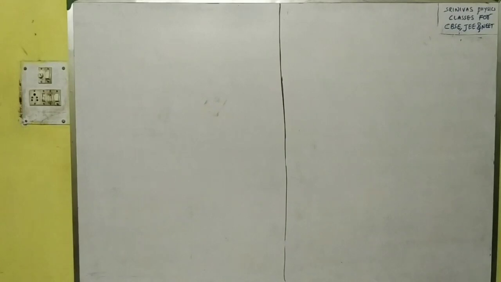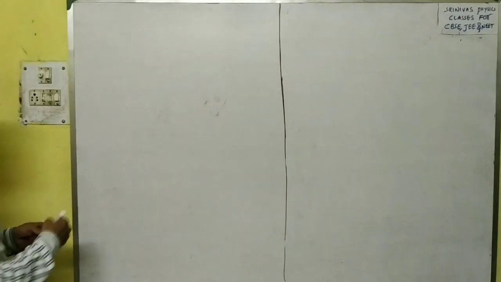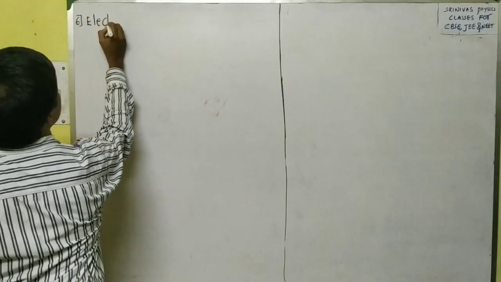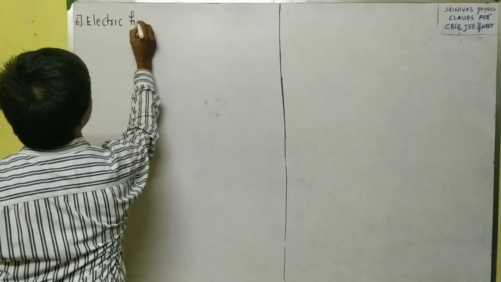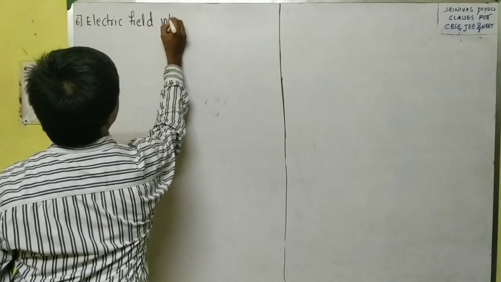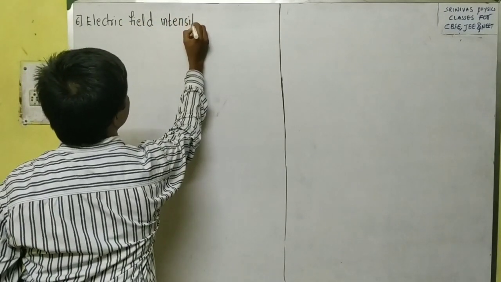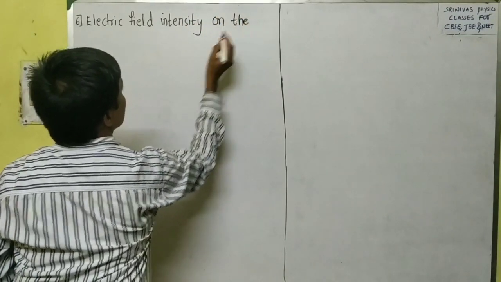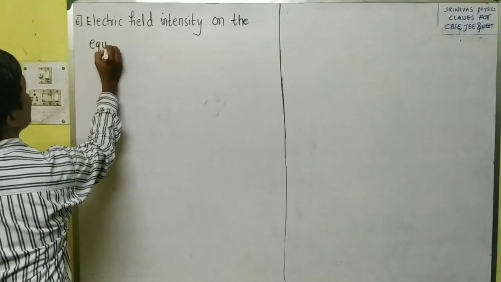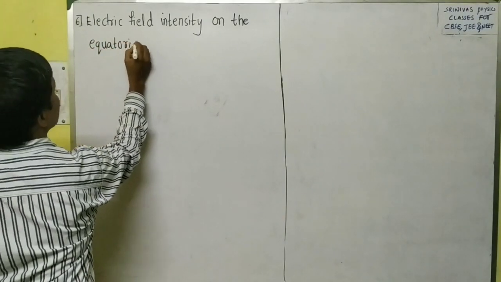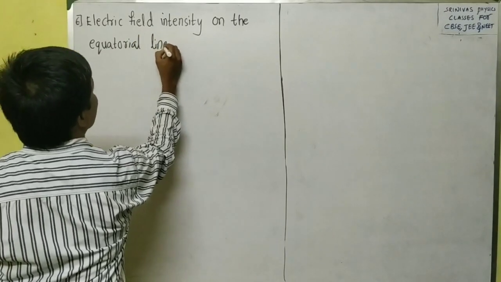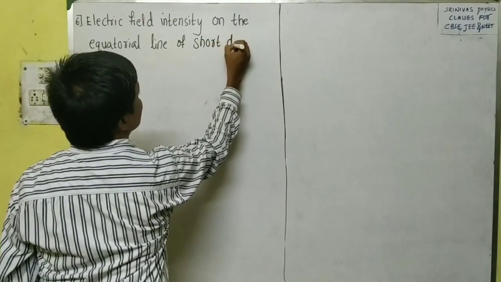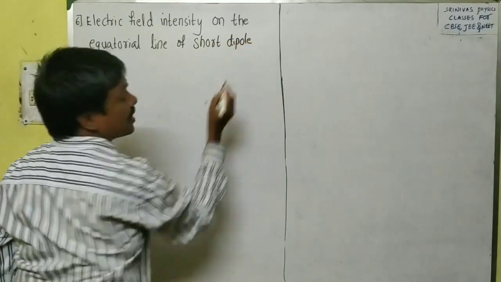Now I am going to explain the sixth point. What is that? The sixth point is the electric field intensity on the equatorial line of a short dipole.